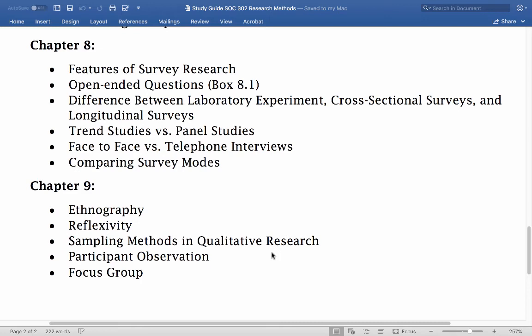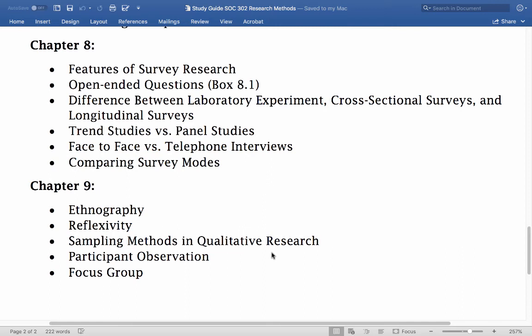So there's that. Let's see, difference between laboratory experiment, cross-sectional survey, and longitudinal survey. So another fun hypothetical, yay! So think about what the elements of these things are differently, right? A lab experiment, a strong feature of that is that it's going to take place within a lab setting, typically, right? So that helps you figure it out immediately.